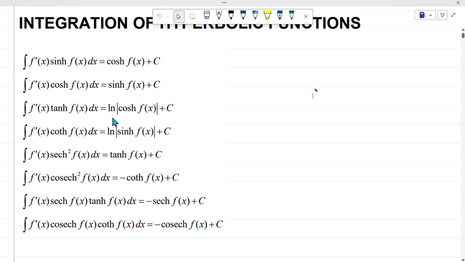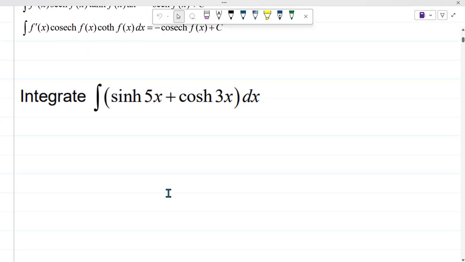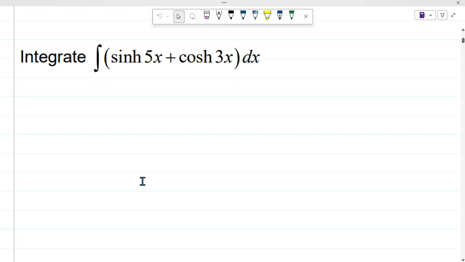All right, let's start. Okay, so here's our first question. This question says integrate hyperbolic sine of 5x plus hyperbolic cos of 3x with respect to x, of course.